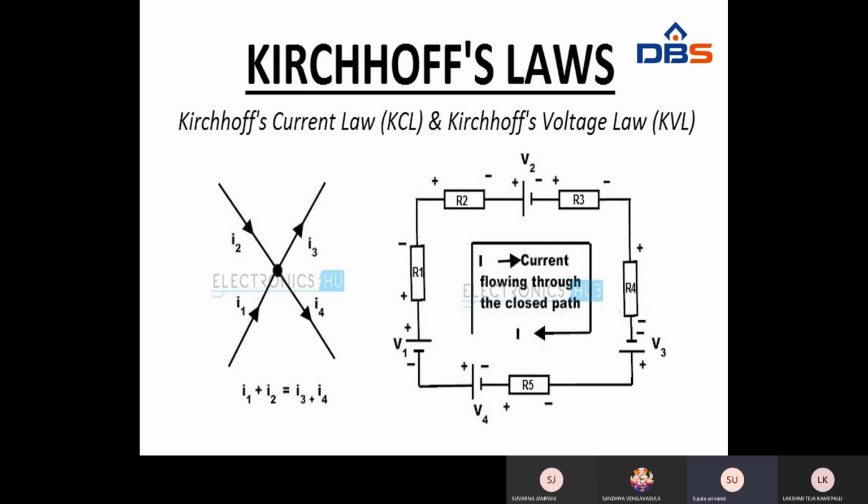Under Kirchhoff's laws, there are basically two types. The first one is Kirchhoff's voltage law, and the next one is Kirchhoff's current law. In Kirchhoff's voltage law, as you all know, the algebraic sum of the voltages is equal to 0. In Kirchhoff's current law, the algebraic sum of the currents is equal to 0. Kirchhoff's voltage law is also called mesh analysis and loop analysis.